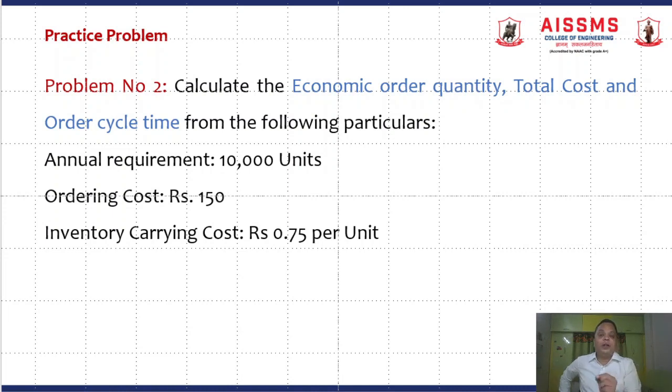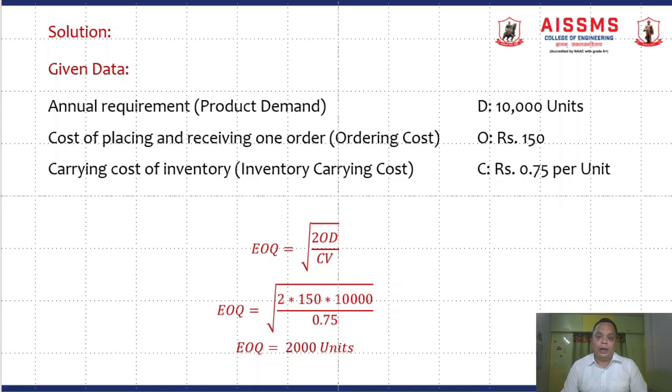Now this is nothing but your CV, because they have not given inventory carrying cost in percentage, so they have not mentioned the value per unit, because value per unit is most of the time associated with the percentage of inventory carrying cost. So rather than giving percentage and V, they have given inventory carrying cost, which is directly CV. If we put it in data, D is 10,000 units, O is 150 per order, and carrying cost of inventory is CV, 0.75 per unit.